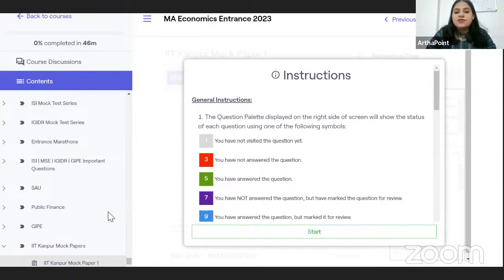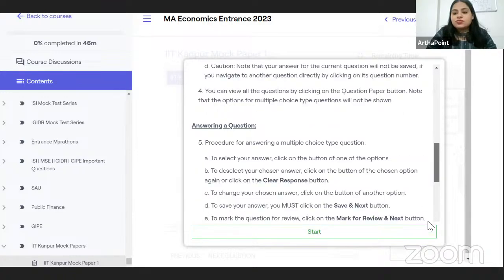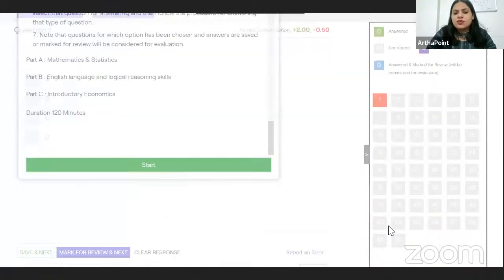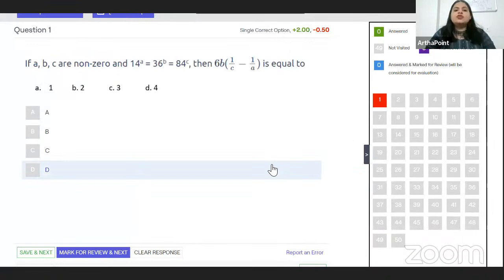So this is the first mock paper of IIT Kanpur, and let us have a look at some of the questions. This kind of questions are very, very expected questions that will come in the exam. As you can see, there are going to be 50 questions that you will have to answer. The first 25 questions are going to be based on your maths part, as I just mentioned. The next 15 would be English, and the remaining 10 would be economics.